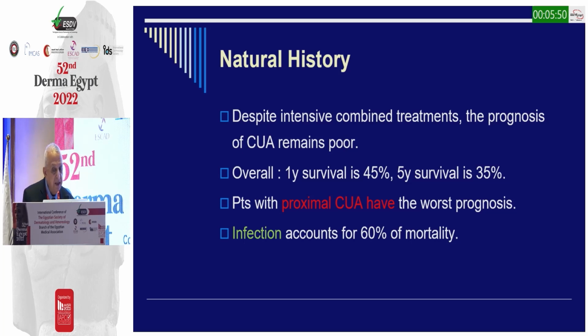Despite the intensive combined treatments, the prognosis of calciphylaxis remains poor. The overall 1-year survival is 45%, while the 5-year survival rate is 35% only. Patients with proximal calciphylaxis have the worst prognosis, and infection accounts for 60% of the mortality.